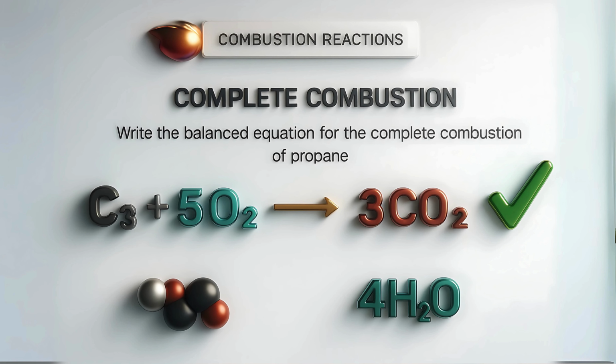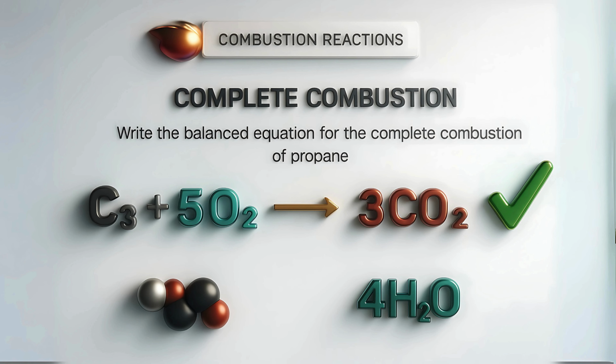You will often be required to write and balance chemical equations for these combustion reactions. Let's walk through 2 examples. Example 1. The complete combustion of propane. We already know that propane has the molecular formula C3H8. We start by writing the unbalanced equation, C3H8 plus O2 gives CO2 plus H2O. Now we balance the number of atoms. There are 3 carbon atoms in propane, so we need 3 CO2 molecules. Propane has 8 hydrogen atoms, and each water molecule contains 2 hydrogens, so we'll need 4 H2O molecules.